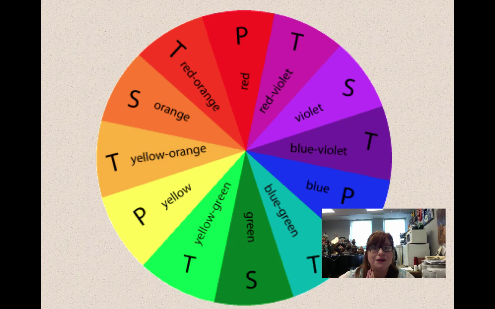So here's the color wheel itself. And you can see directly across from each other we have red and green. Across from orange is blue. And then those letters tell us primary, so yellow, red, blue. Secondary is green, orange, and violet. And then tertiary, red-violet, red-orange, yellow-green, and blue-violet. And did I say red-violet? Okay, there it is. Anyway, you get the idea.